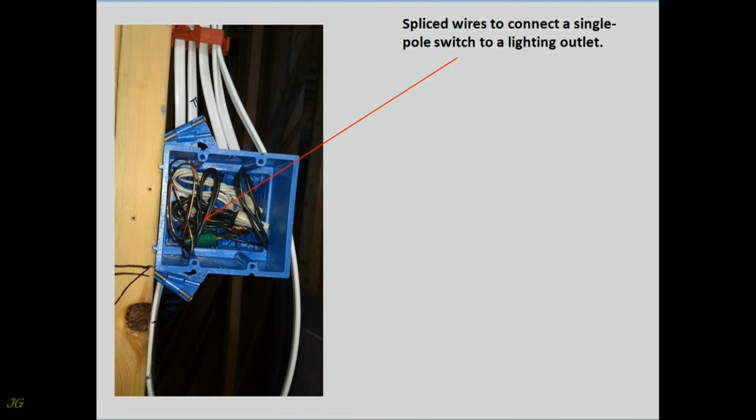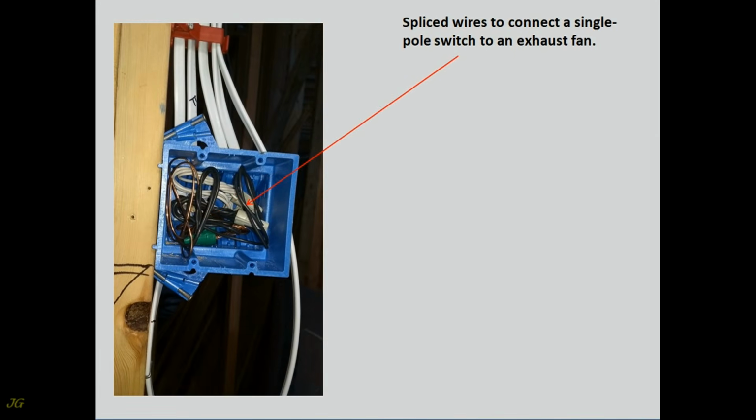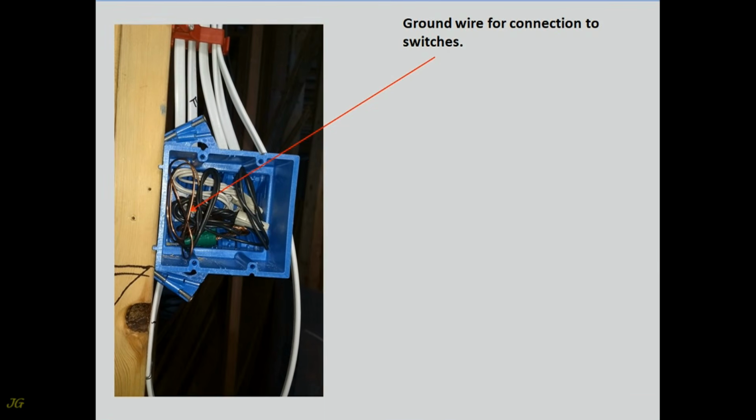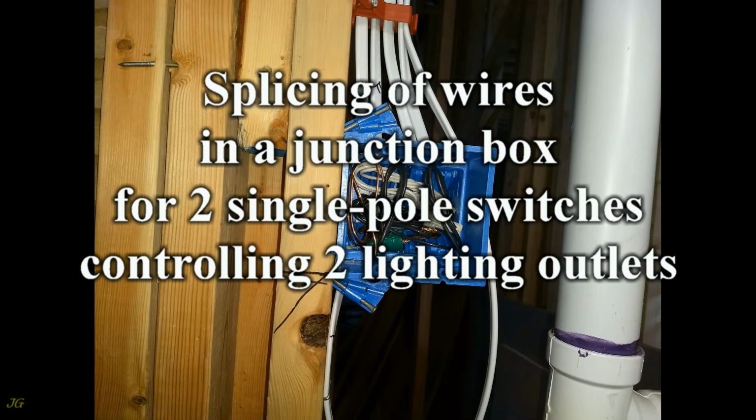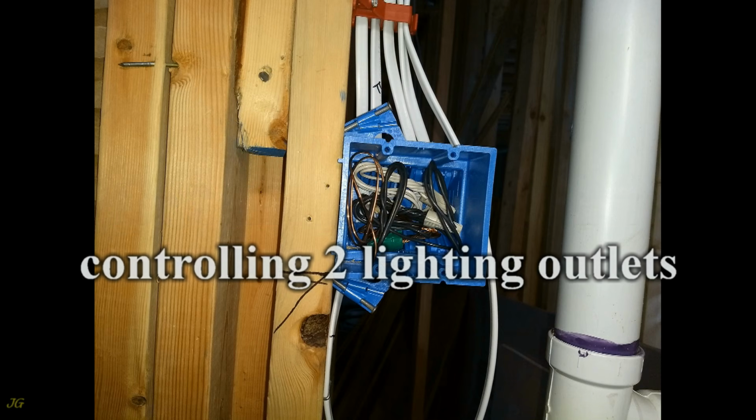Spliced wires to connect a single pole switch to a lighting outlet. Spliced wires to connect a single pole switch to an exhaust fan. Ground wire for connection to switches. Splicing of wires in a junction box for 2 single-pole switches controlling 2 lighting outlets.